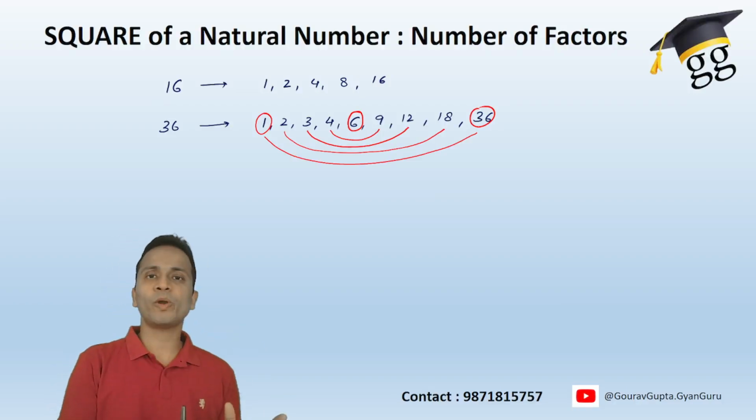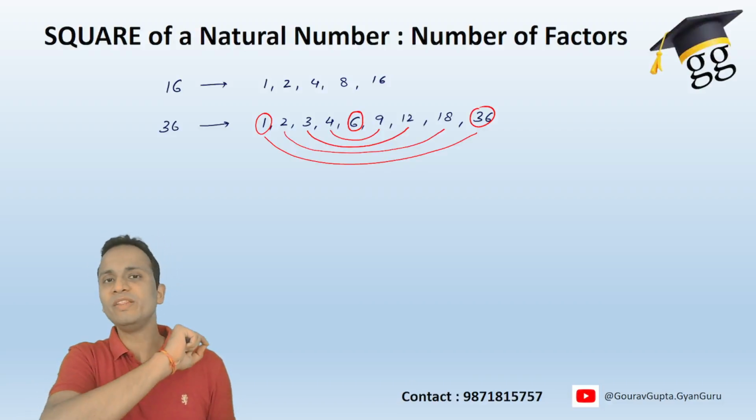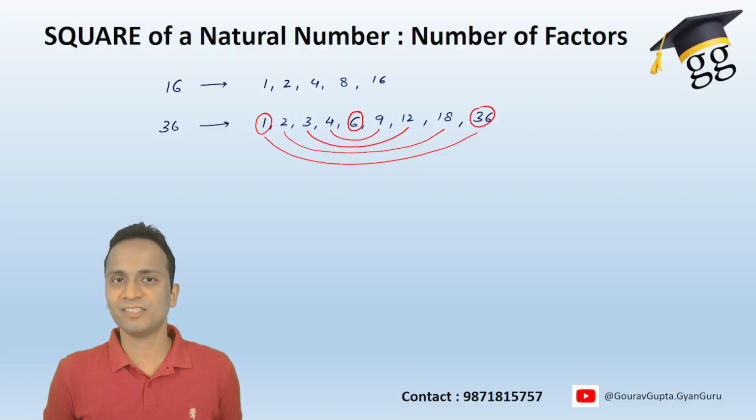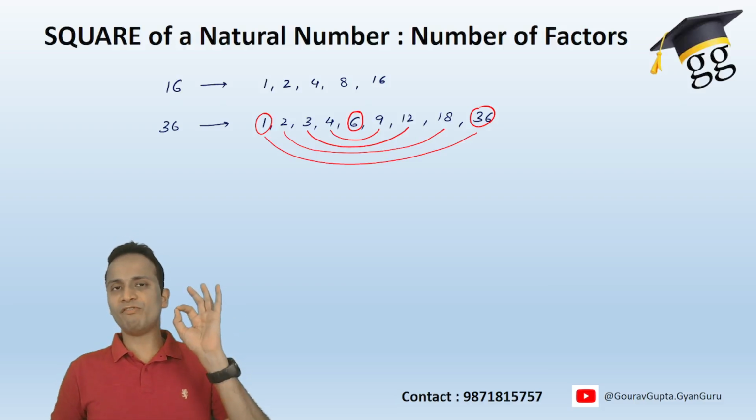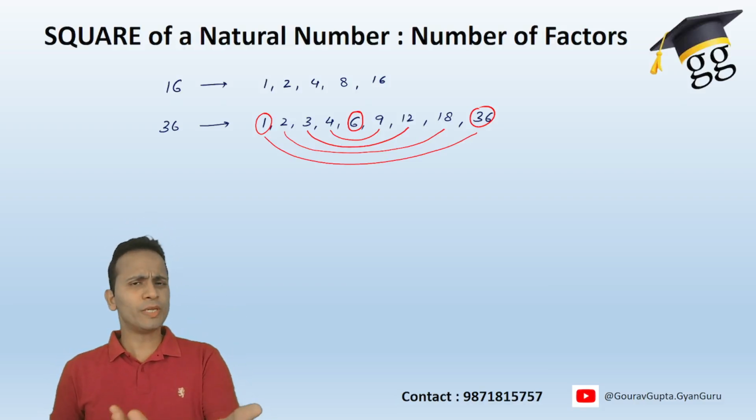So a perfect square will have an odd number of factors. A perfect square will never have an even number of factors, right? So this is one very important, very useful property of a perfect square, and you can test this property.